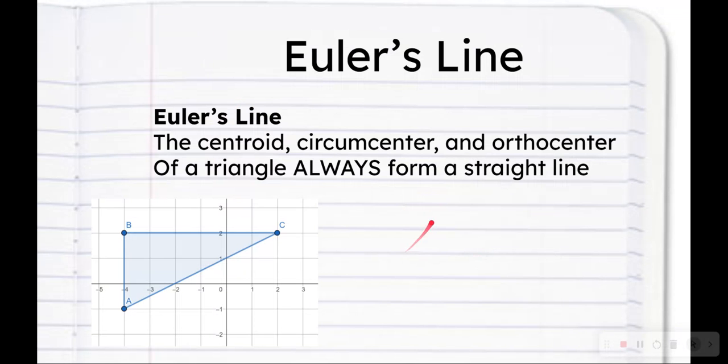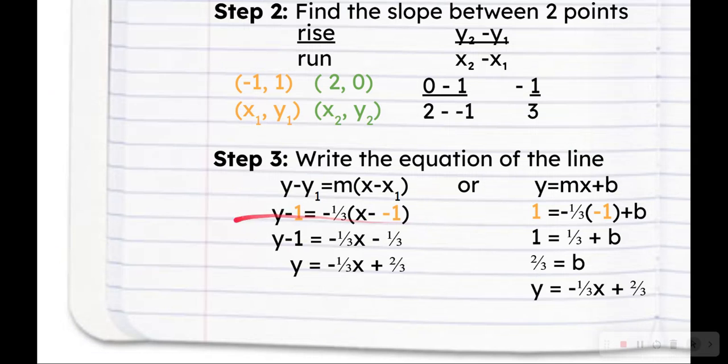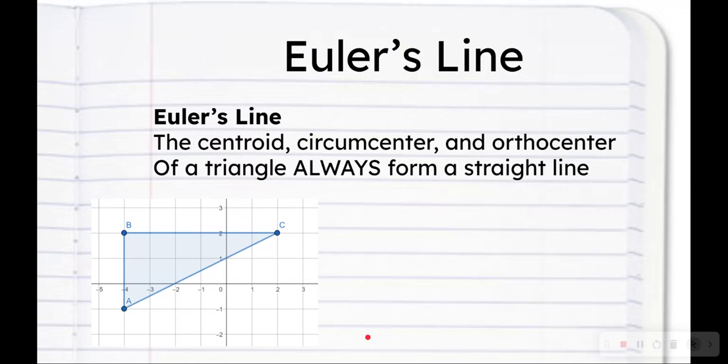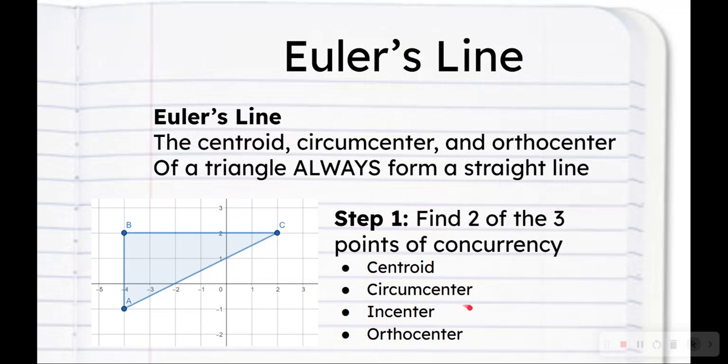Let's do another example. Oh, sorry. You could also graph this line, and you'll see that it'll go through those 3 points. Let's do another example. So let's see. This is a right triangle, so I could speed through these. But remember, the points of concurrency, I don't care about the incenter, so let's look for these points of concurrency.